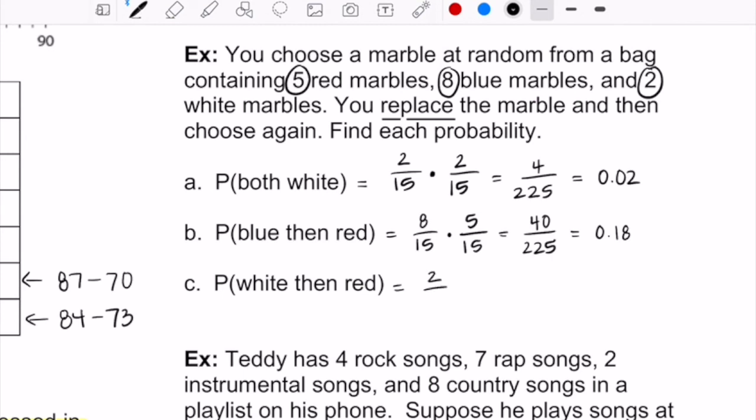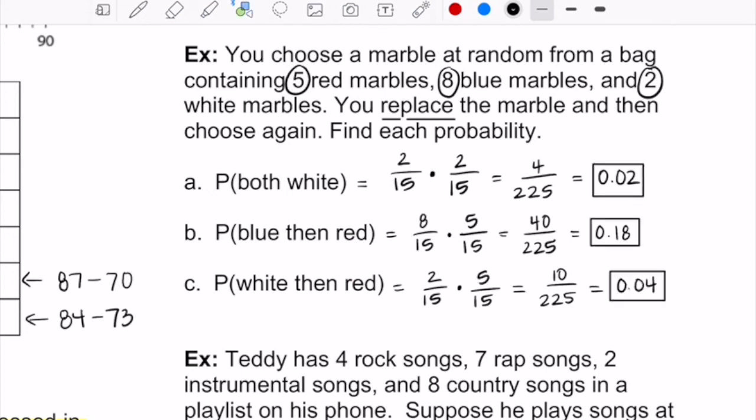And finally, in the last example, the probability of pulling out a white followed by a red, so there's a 2 out of 15 chance, right? 2 white marbles out of the 15 total, and then you put the marble back so the denominator does not change. And then pulling out a red is 5 over 15. And so here, the probability of these events occurring together is the product of their separate probabilities. So 10 out of 225, and then converted into a decimal, it's 0.04. Out of these 3 scenarios, the middle one, blue then red, is the one that's the most likely to happen.